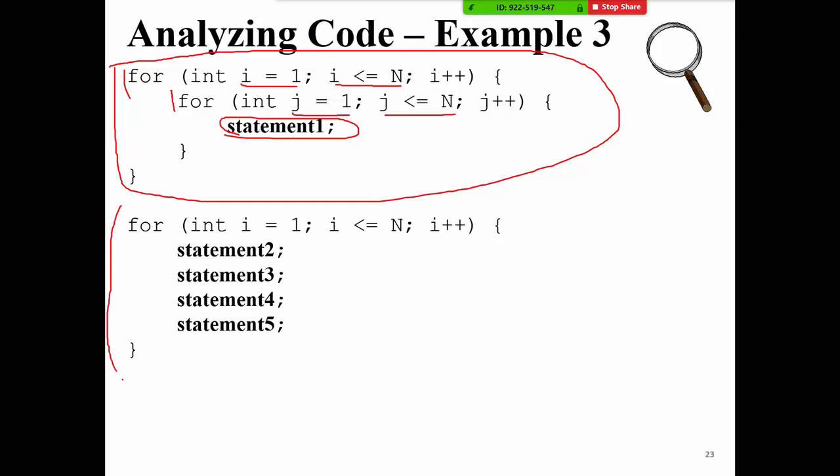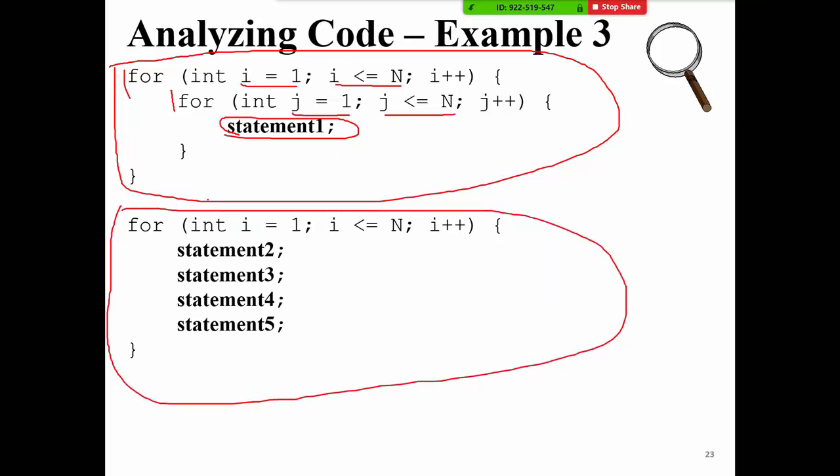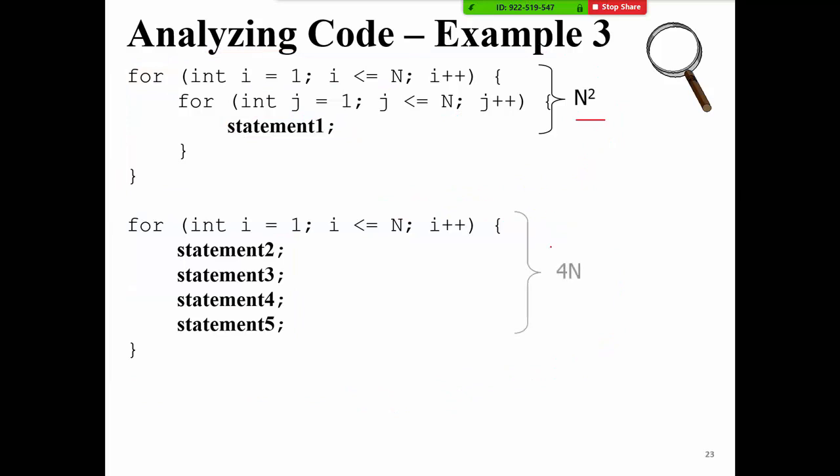I look at the second. This is independent from the previous 2 for loops. Again, i is equal to 1, running up to n. Considering that each one of these statements is only one elementary instruction, these 4 statements will be executed up to n. So the time complexity for the first one will be n squared, and this will be 4n. I don't need to multiply them because these are 2 sequential for loops. This will be an addition: n squared plus 4n. Any questions before we proceed?